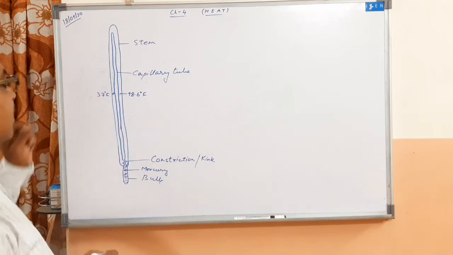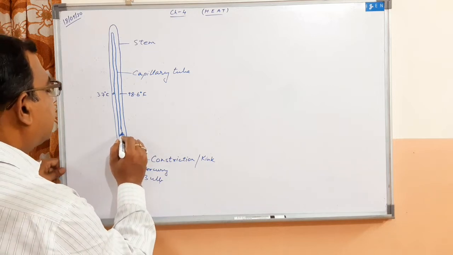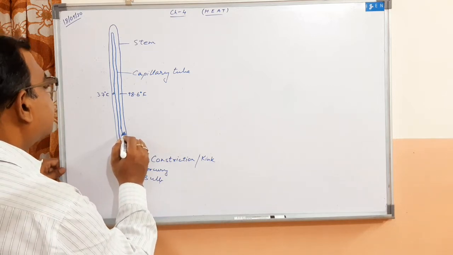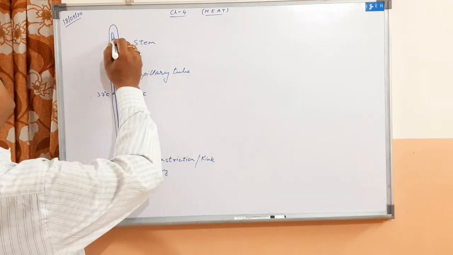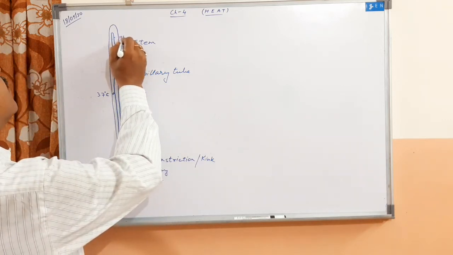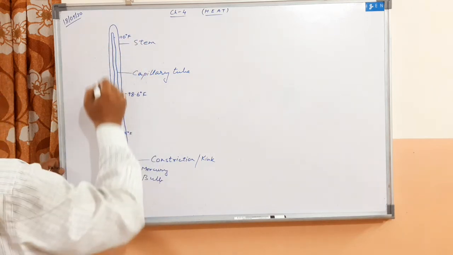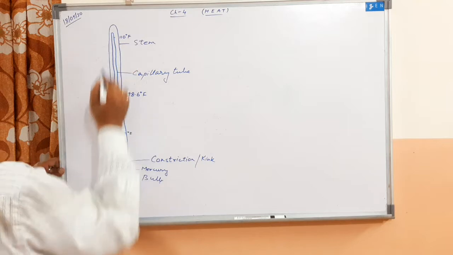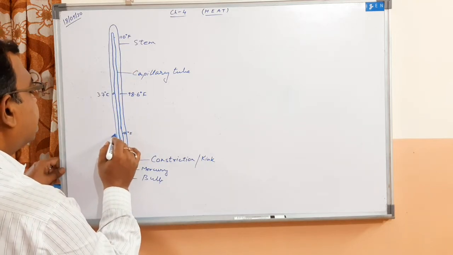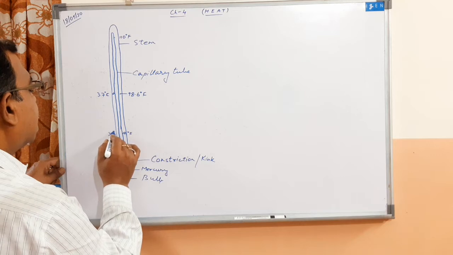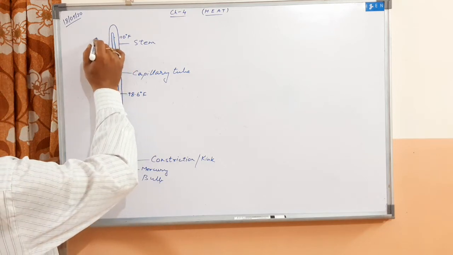Now, in a clinical thermometer, you will find that the reading starts from 95 degree Fahrenheit and ends at 110 degree Fahrenheit, right? Similarly, in degree centigrade, it will start at 35 degree centigrade, and it will end at 42 degree centigrade.